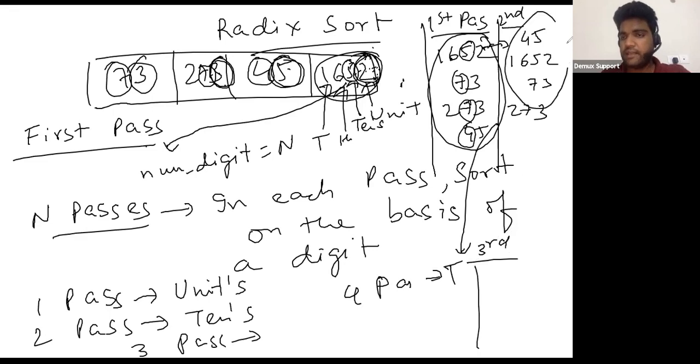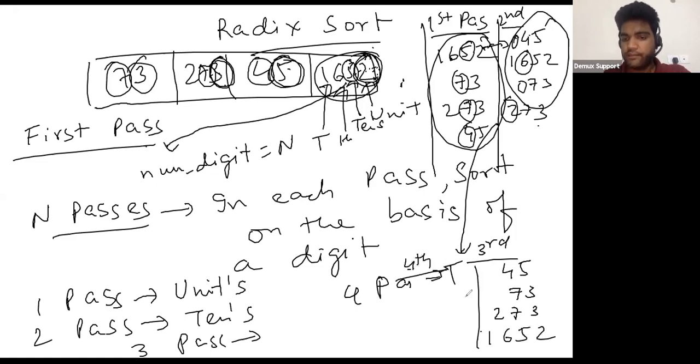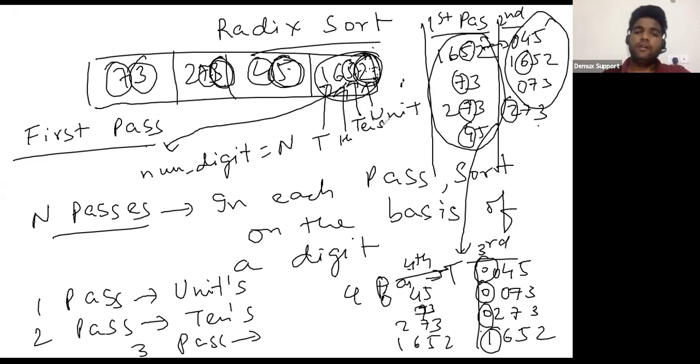Now in the third pass, it will take this as the input and sort on the hundreds place. You have a 0 here, a 0 here, and a 2 here. So it will put 45 first because it's a 0, then 73, then 273, and then 1652. In the fourth pass, it will sort on the basis of the last place. These are zeros here. So it will put 45 first, then 73, then 273, then 1652. And that's it. That's basically the algorithm for radix sort.